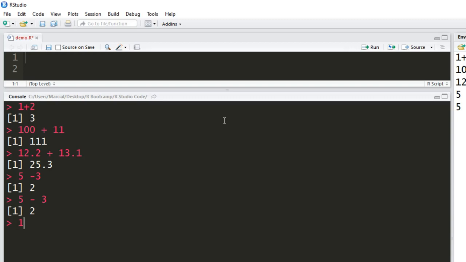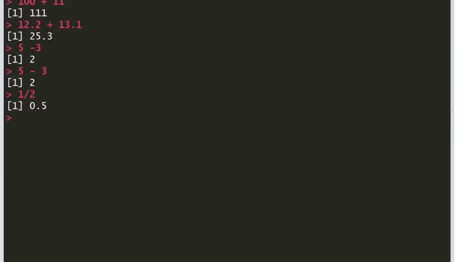For division, it's just going to be a slash, so that's 1 divided by 2, 0.5, and division is going to perform what's known as true division. So it'll perform division and keep in mind the decimals, so the remainders, etc.